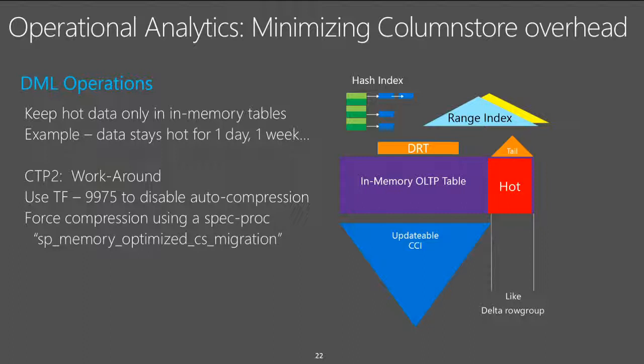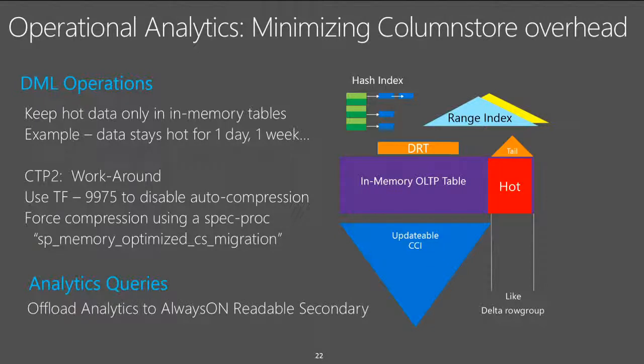So what it means is now I can control how long the data stays hot for me. That means I can control the cost of maintaining my non-clustered column store index on an in-memory table. And for the queries, just like we were able to offload the queries to the readable secondary, I could do exactly the same. I have an in-memory table with column store. I have a readable secondary. I can offload my workload.